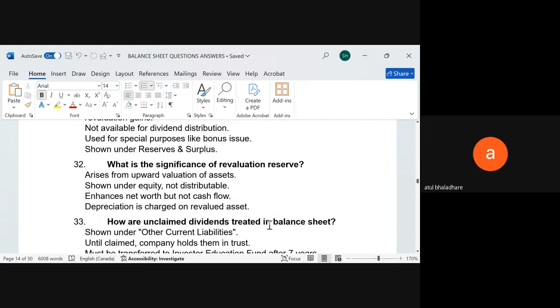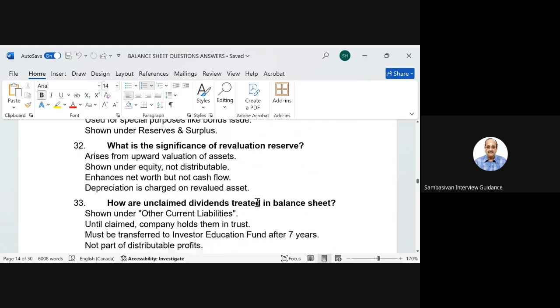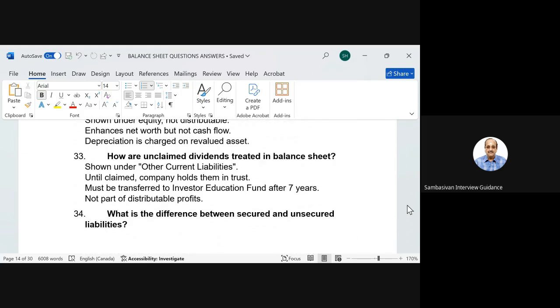Okay. Now 32. What is the significance of revaluation reserve? Arises from upward valuation of assets, shown under equity, not distributable, enhances net worth but not cash flow. Depreciation is charged on revalued asset. Yes, sir. All these transactions are very uncommon, not regularly happening, but try to understand them. Continue. Okay, sir. 33. How are unclaimed dividends created in the balance sheet?